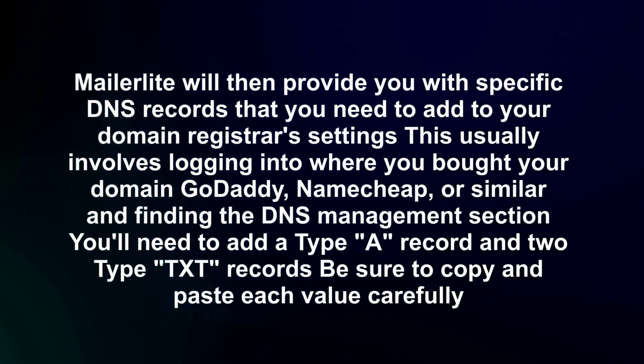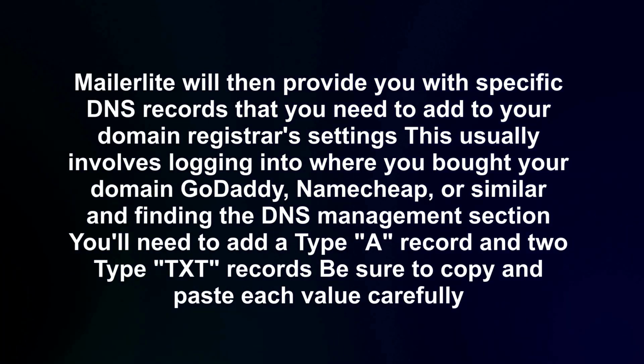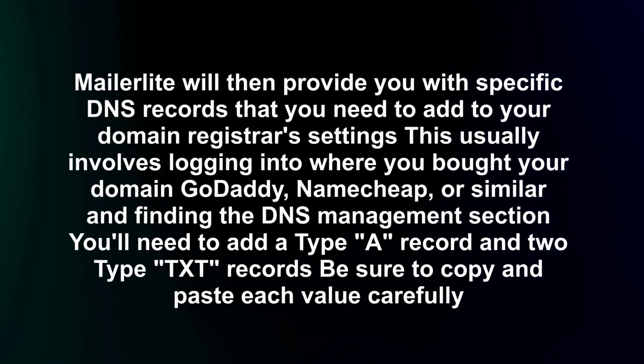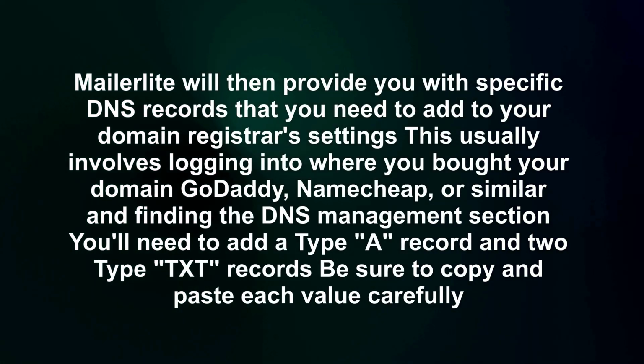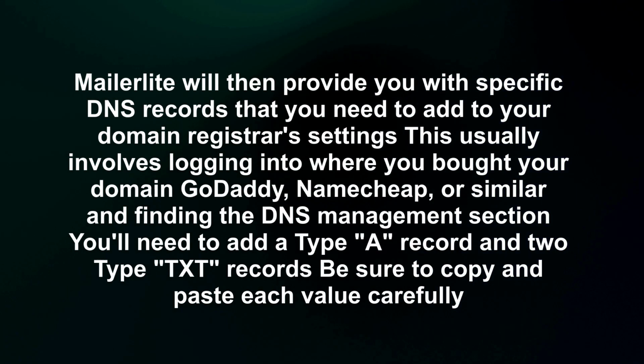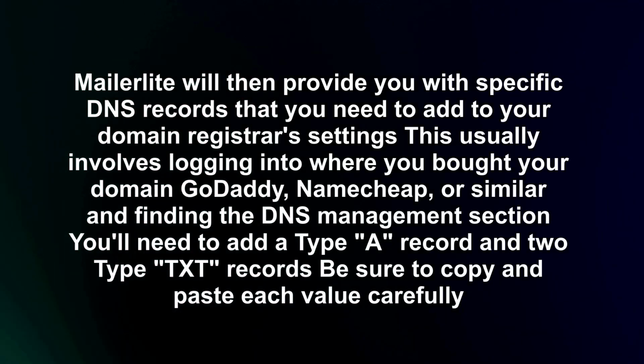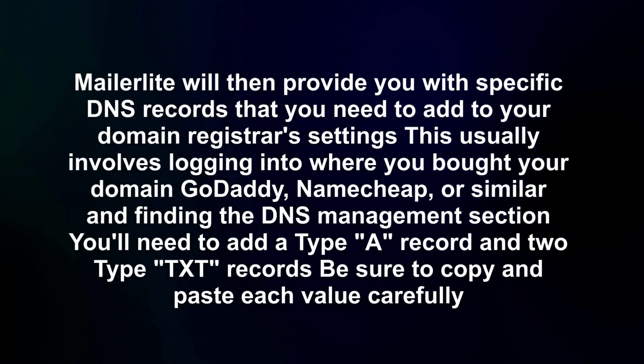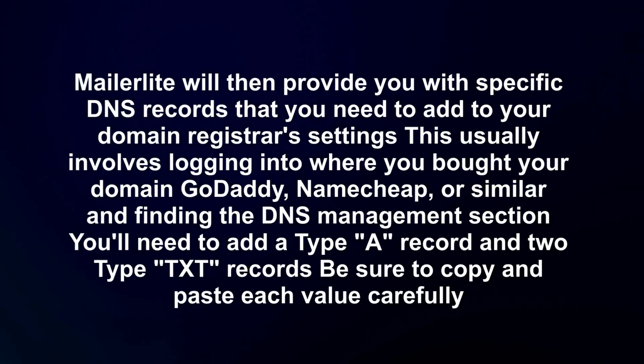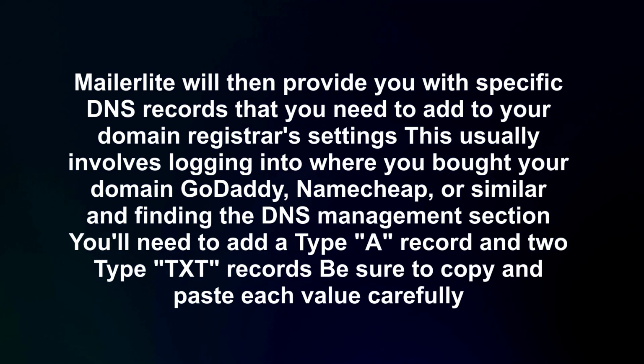Mailerlite will then provide you with specific DNS records that you need to add to your domain registrar's settings. This usually involves logging into where you bought your domain, GoDaddy, Namecheap, or similar, and finding the DNS management section. You'll need to add a CNAME record and two TXT records. Be sure to copy and paste each value carefully.